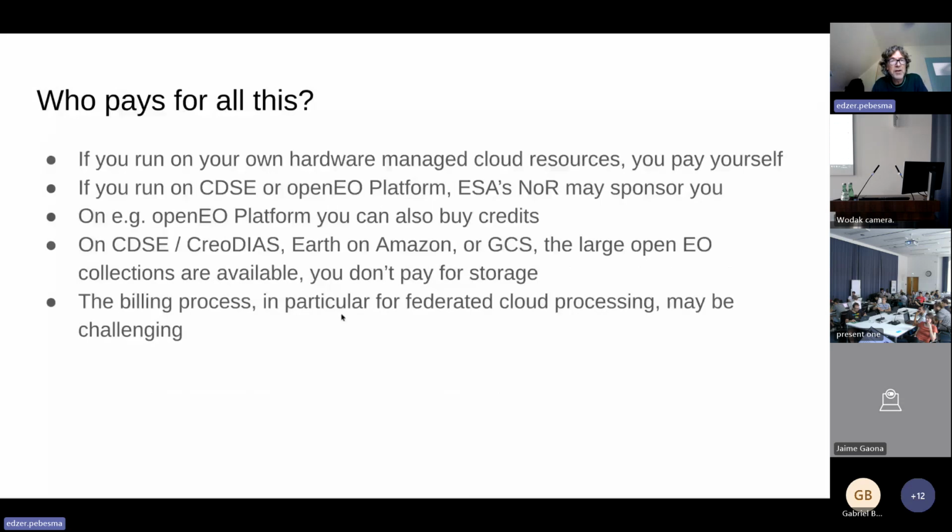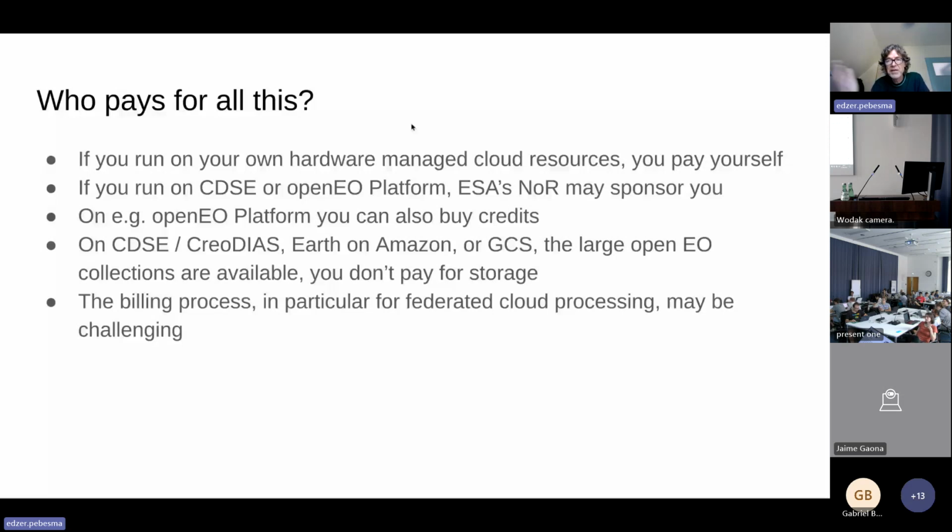So the question is, who pays for all of this? Well, the software development so far has been paid for, luckily, by the European Commission and by the European Space Agency mostly. And that is very fortunate, and I think also very clever for them, because if everyone does something else, then you never see good things happening for everyone, right? Problem solved. If you run on your own hardware, in your own managed cloud resources, then you essentially pay for yourself.